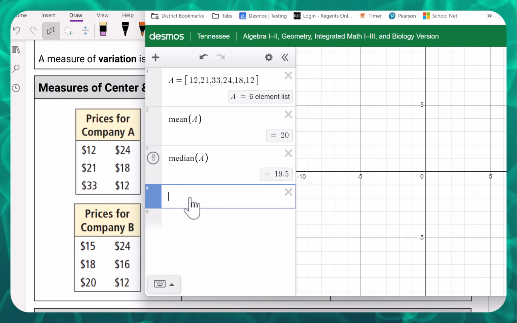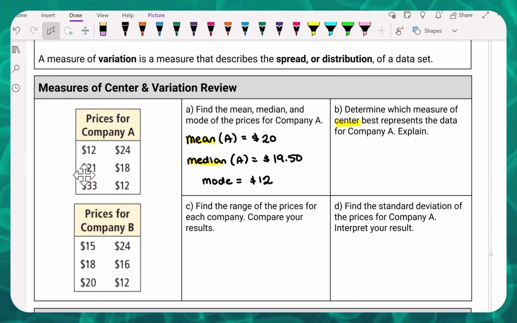$19.50. There is no code for mode, and if you forget that, you can see that it doesn't make sense when you try to type it in. So all you have to do is go back over here and see what numbers occur more than the others. It looks like you've got a couple of 12s. Everything else is there one time, so your mode is 12.